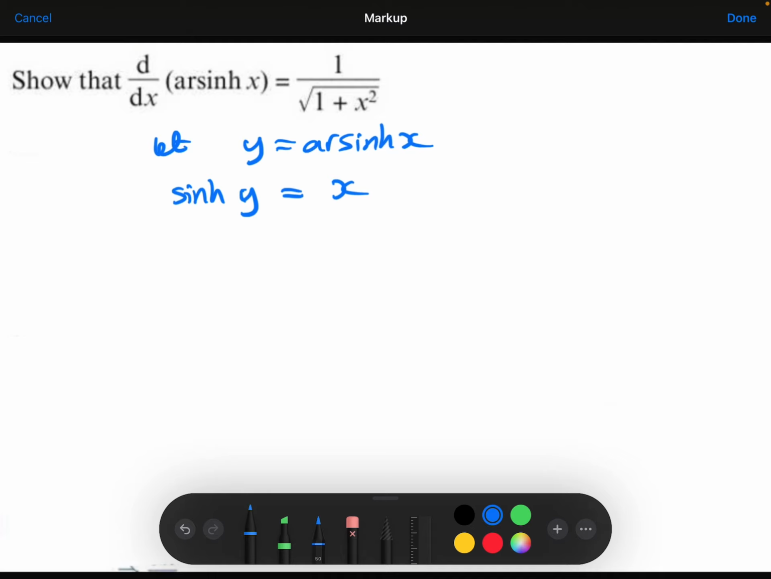I'm now going to differentiate both sides with respect to y. So sinh is going to differentiate to be cosh, and then I will differentiate x with respect to y. Now, I want to obviously get dy by dx, not dx by dy, so I'm going to take the reciprocal.